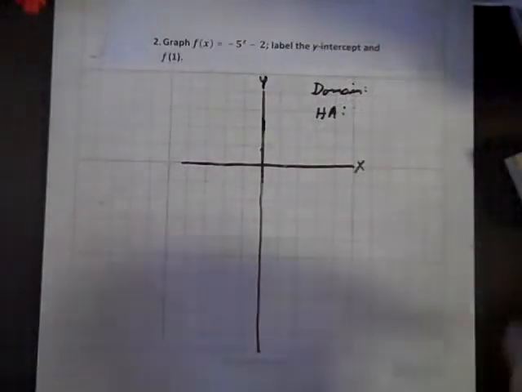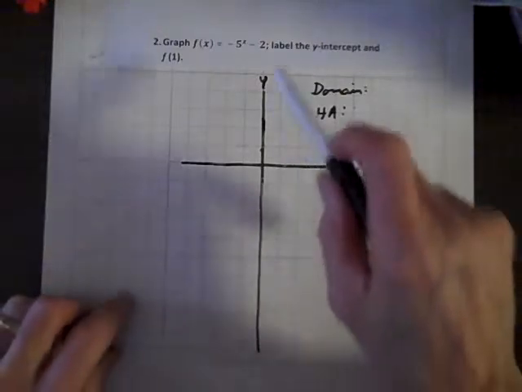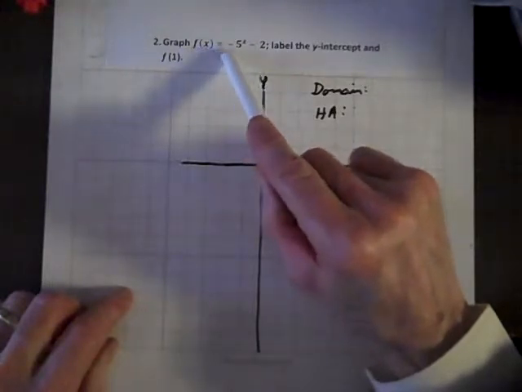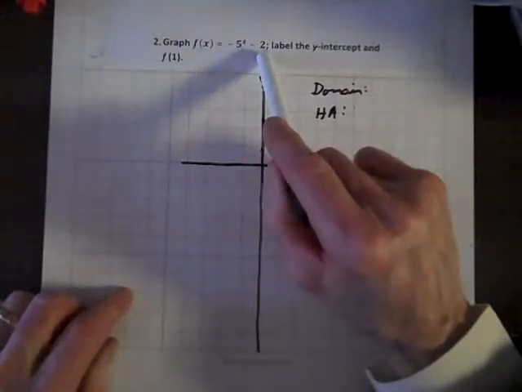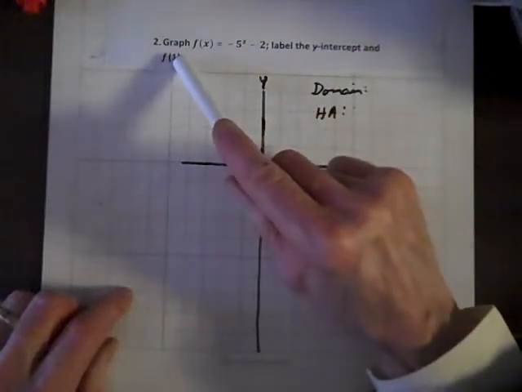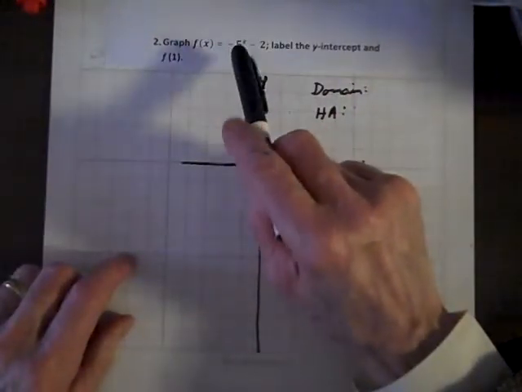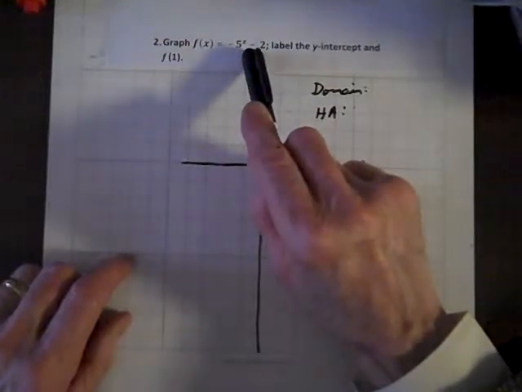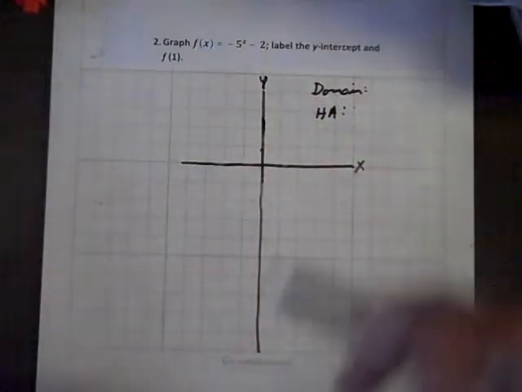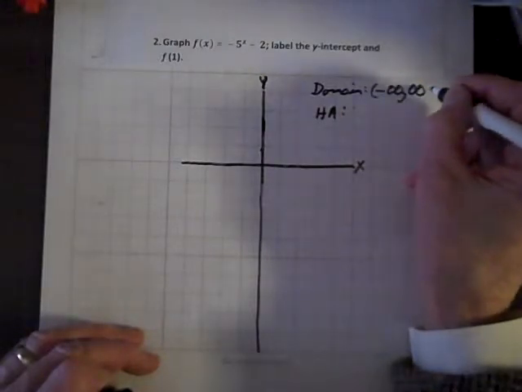So for our second question, we must graph the exponential equation f of x equals minus 5 to the x minus 2. And we've got to label the y-intercept and f of 1. So first off, this is an exponential function. There are no variables in the denominator. There are no variables under a square root symbol. So the domain is all reals, or negative infinity to infinity.